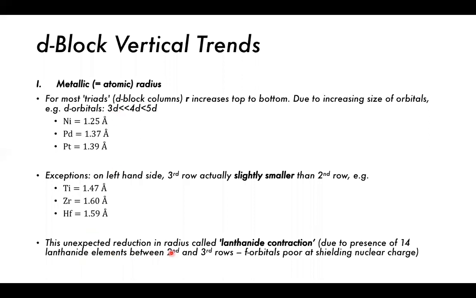This unexpected reduction in the radius is called the lanthanide contraction, and it's due to the presence of 14 lanthanide elements between the second and third rows. The f orbitals are poor at shielding nuclear charge.